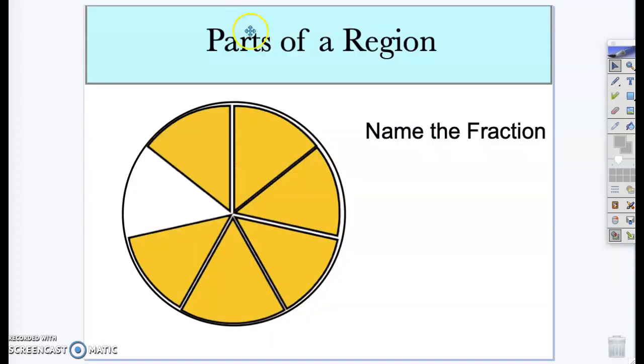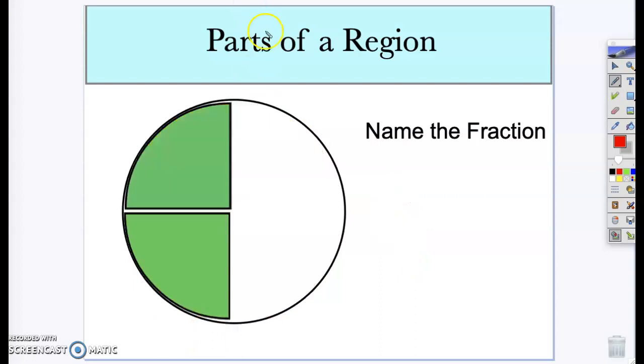So let's do some examples of that. If we're talking about parts of a region, we are going to have our fraction over here. Let's talk about how many parts there are in all. We have a total of 1, 2, 3, 4, 5, 6, 7. So there's a total of 7, and my denominator will be 7. And how many parts are shaded? 1, 2, 3, 4, 5, 6. So my numerator is going to be 6.